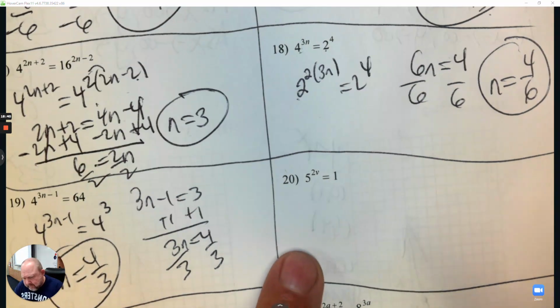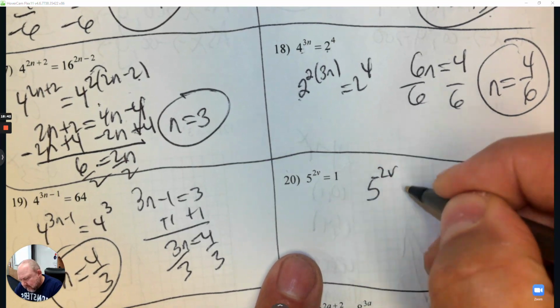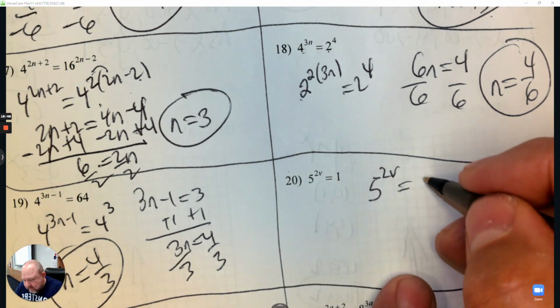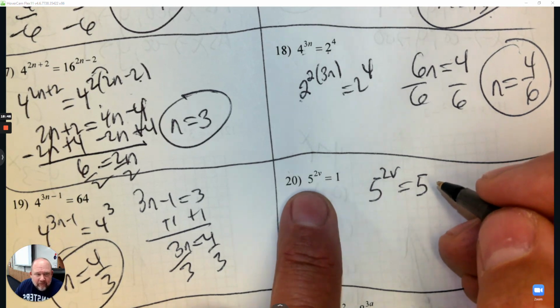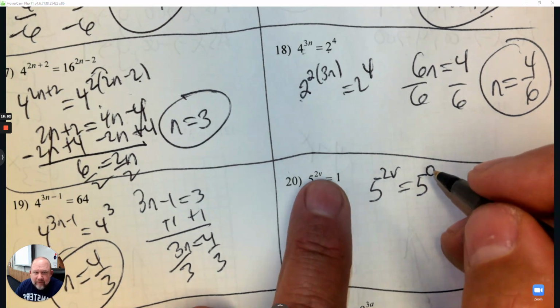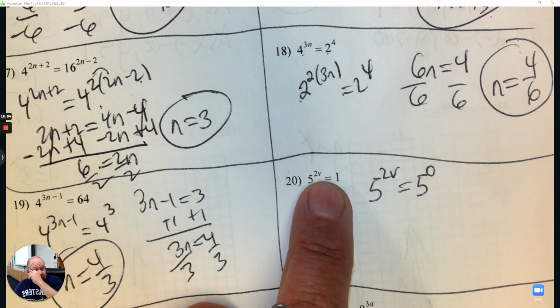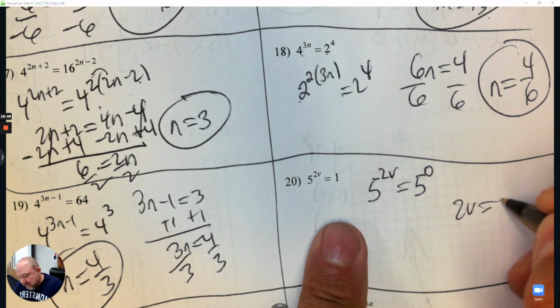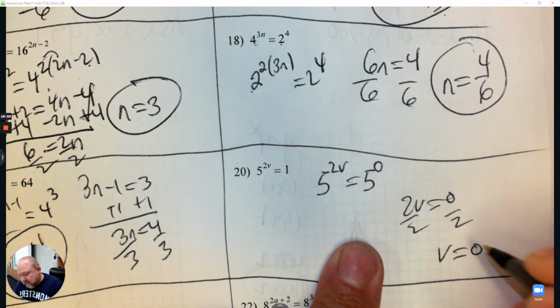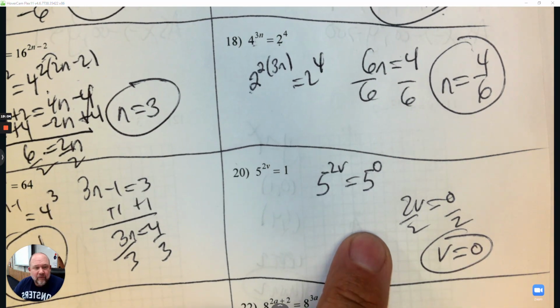Number 20, a little bit of a thinker. Not too bad. So it's not going to be a base of 1. Instead, we're going to change it to a base of 5 and know that 5 to the exponent 0 is equal to 1. So the exponent 0 always gives me the answer 1. Now the bases are the same. Make the exponents equal to each other, and 0 divided by any number, the answer is 0.